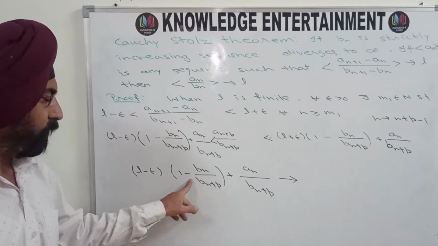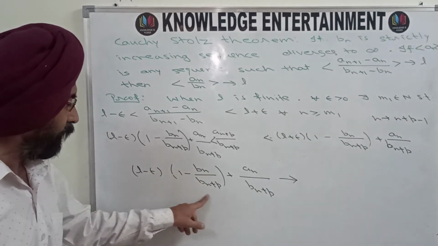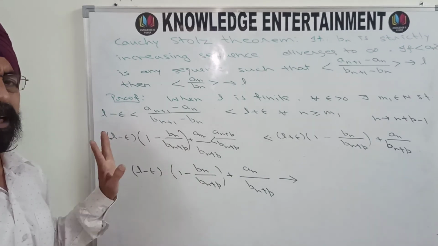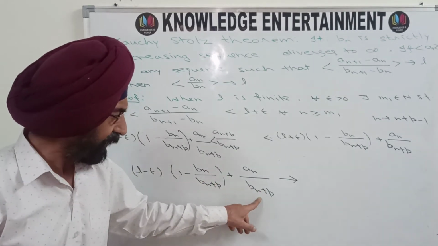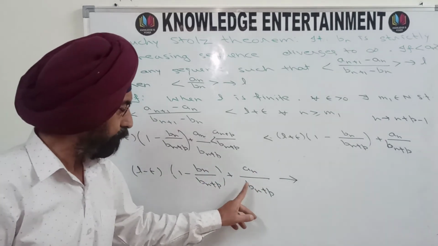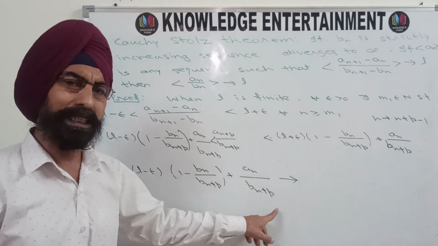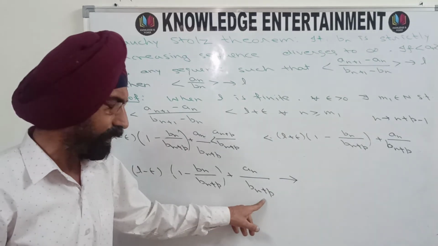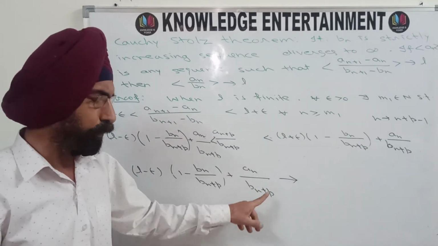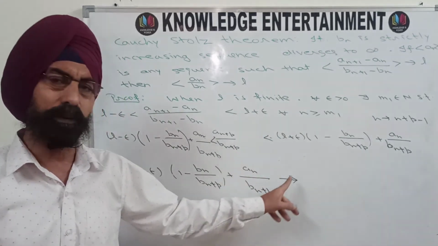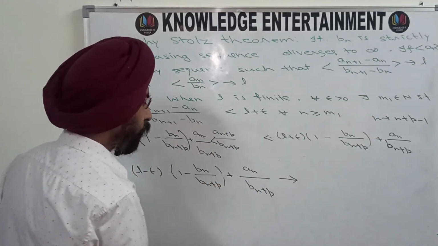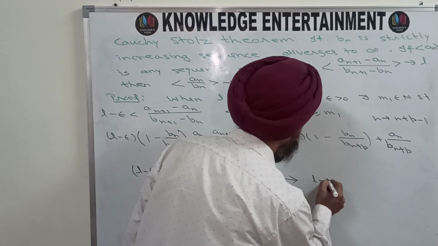1 minus 0 means 1. So here you will get a big 1. So (l − ε) into 1 means l − ε. Plus, once again, this n is fixed, bn + p. Since p is approaching infinity, bn + p is a divergent sequence, so it will diverge to infinity. And something upon infinity is once again 0, so this portion will again become 0. So (l − ε) into 1 plus 0 means l − ε.